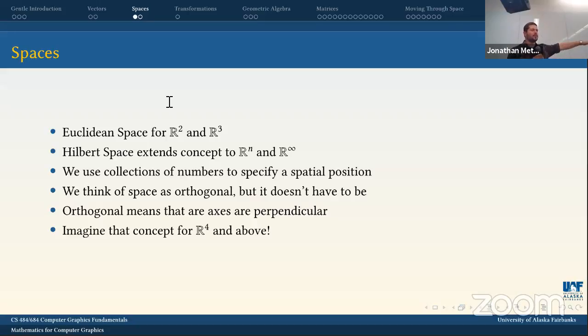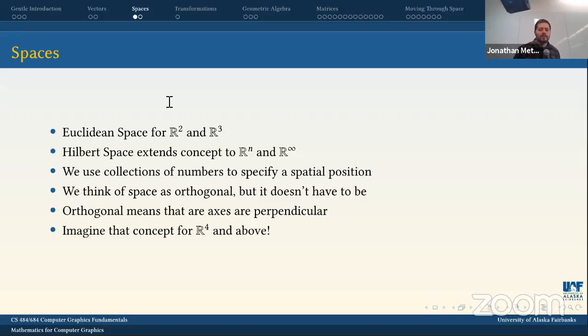You have the number line, that's 1 dimension. Then you add another one, that's 2 dimensions. Then you add another one, that's 3 dimensions. And theoretically, when you throw in a 4x1 matrix, you have X, Y, Z, W, technically, yeah, there is your 4th dimension, and it's completely independent of the other 3. And so, yes, the math still works, okay? So that's what Hilbert space is. The whole idea here is that we use collections of numbers to specify a spatial position.